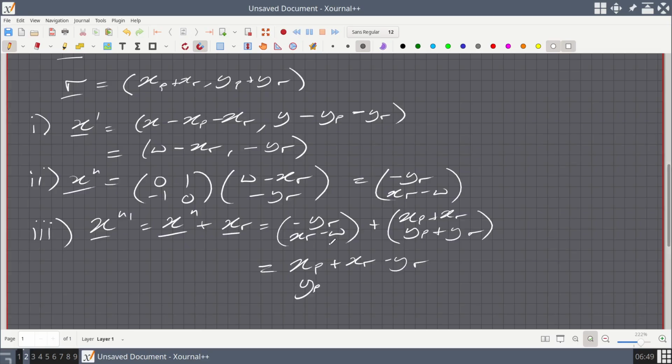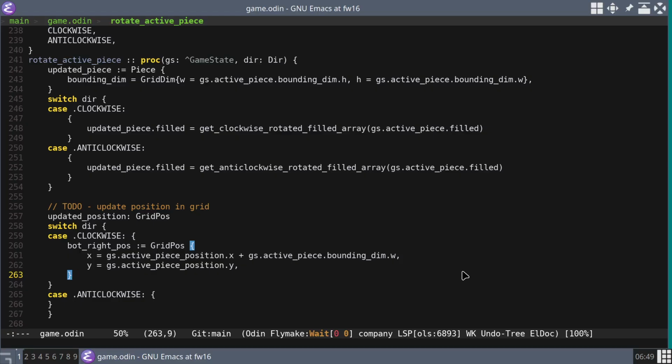yp plus xr minus width. Xr plus yr minus width. Now, I don't know for sure that's right, but if we do it and it looks right, then we'll know. So we get the bottom right position. That's the position we care about translating.